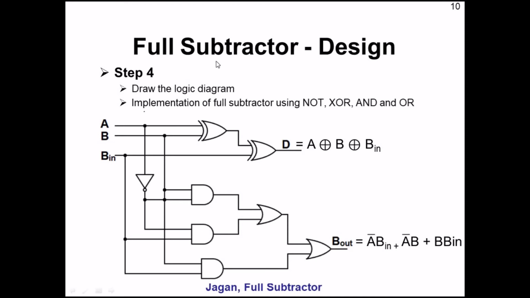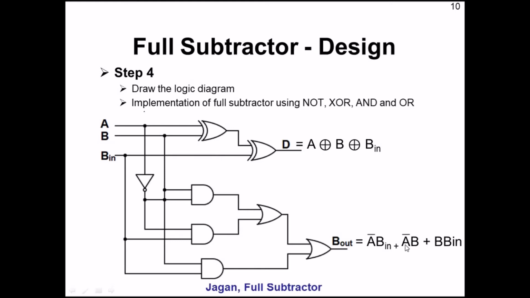Okay, let's see the logic diagram where I have the difference D is equal to A XOR B XOR Bin. If I want to obtain this, I would require two XOR gates, right? First XOR gate I will pass A and B, where I will get the output as A XOR B, and that will be given as input to the second XOR, and I will take the other input as Bin. So finally I will get the difference A XOR B XOR Bin. So I am done with the difference.